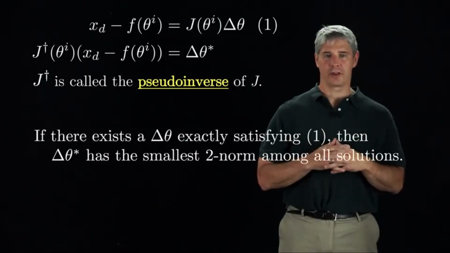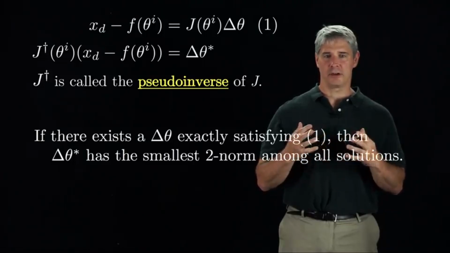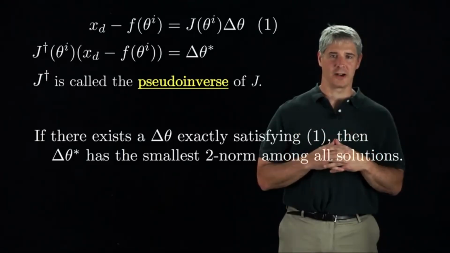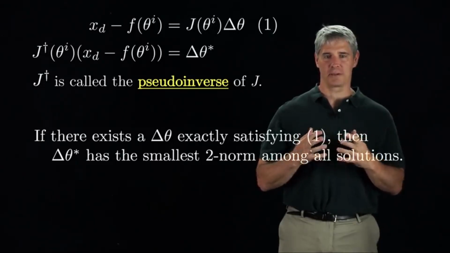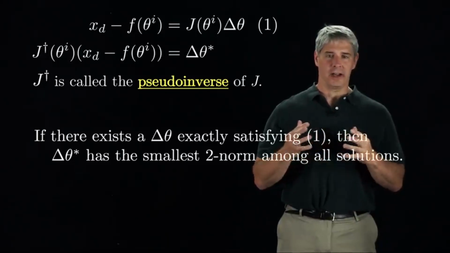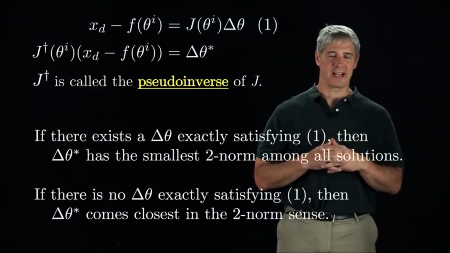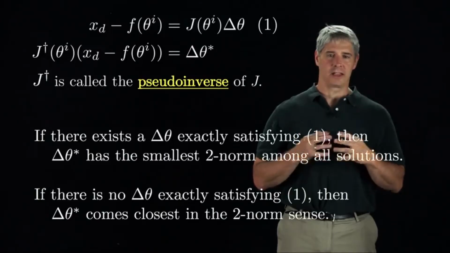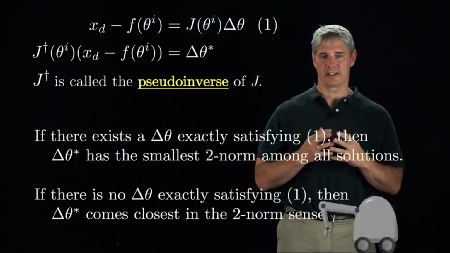If there exists more than one solution exactly satisfying equation 1, for instance, if a robot is redundant, then the pseudo-inverse finds a solution vector theta star that has the smallest length amongst all solutions. In other words, the change in joint values is as small as possible while still satisfying equation 1. On the other hand, if the robot is at a singularity, or if it does not have enough joints to exactly satisfy equation 1, then theta star calculated by the pseudo-inverse is one that minimizes the error in satisfying equation 1.